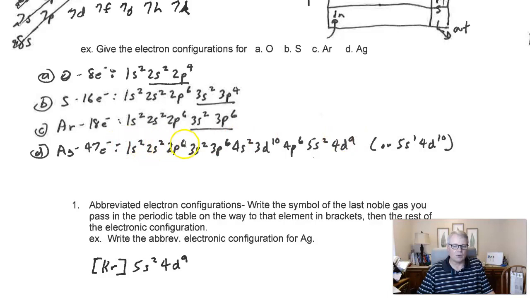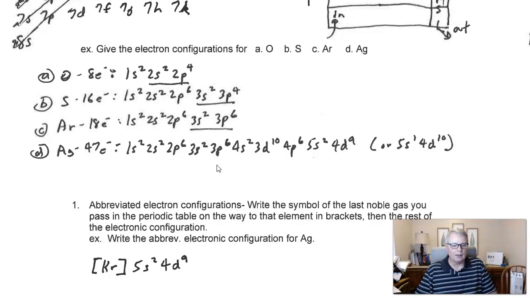2 and 2 is 4, and 6 is 10, 12, 18, 20, 30, 36. 36 and 2 is 38, 38 and 9. There's your 47. See, it's that simple if you've got the order of filling. If you don't have the order of filling, I guess it's not quite so simple.